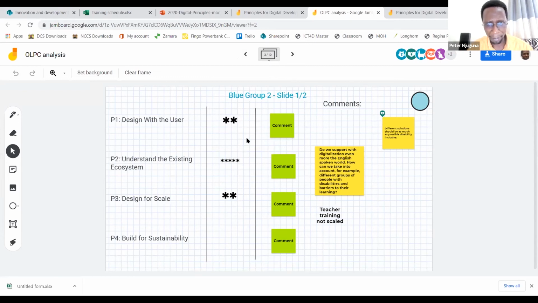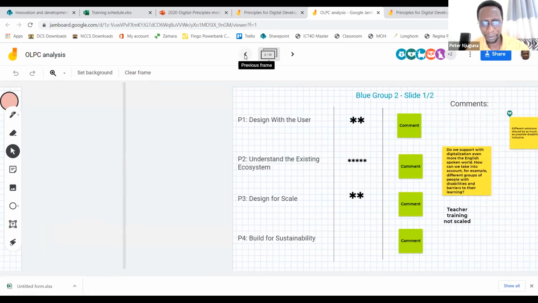So for example, if I pick group 2, these are 2 stars on design with a user. You could just pick the mic and say why you think you had to give 2 stars to that, and why 5 stars for this. We don't have to move one by one. You can just comment on the key ones that you want to say something about, even if they are just 2 or 3 or 1. So let's move ahead. Someone could just start.